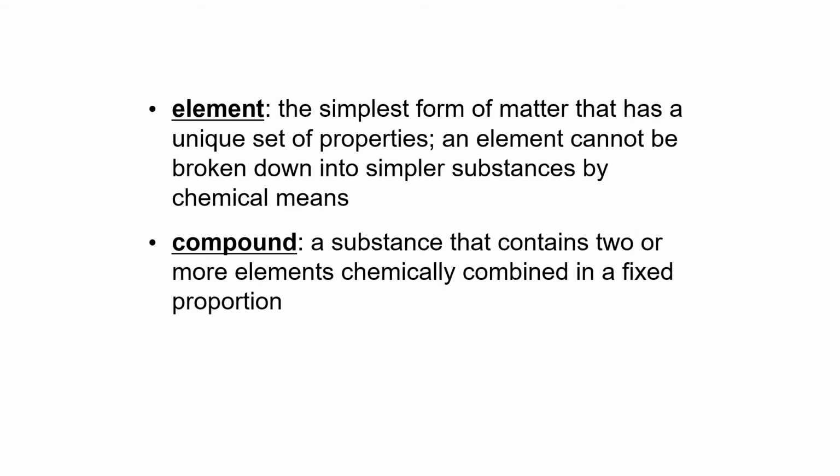Let's have a recap of our lesson. Element is the simplest form of matter that has a unique set of properties. An element cannot be broken down into simpler substances by chemical means, while a compound is a substance that contains two or more elements chemically combined in a fixed proportion.